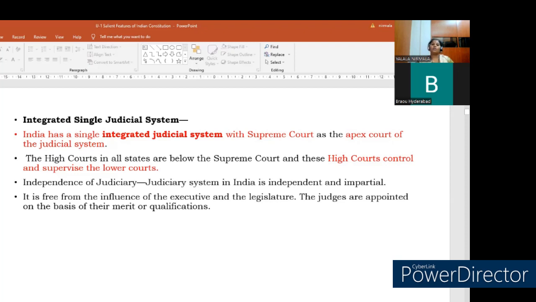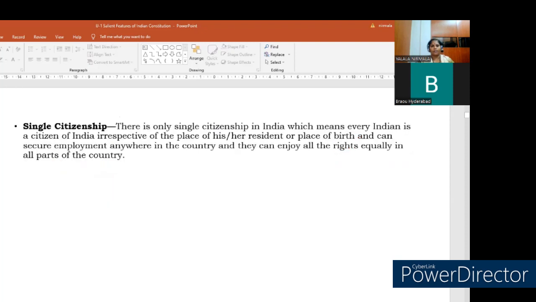The judges are appointed on the basis of their merit or their qualifications. Single citizenship. There is only single citizenship in India, which means every Indian citizen is a citizen of India, irrespective of his or her residence or place of birth, and can secure employment anywhere in the country, and they can enjoy all the rights equally in all parts of the country.